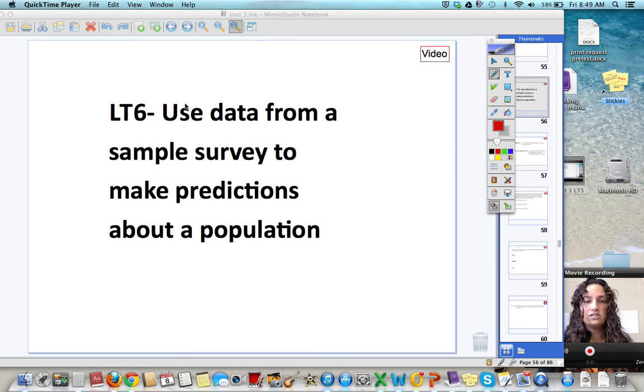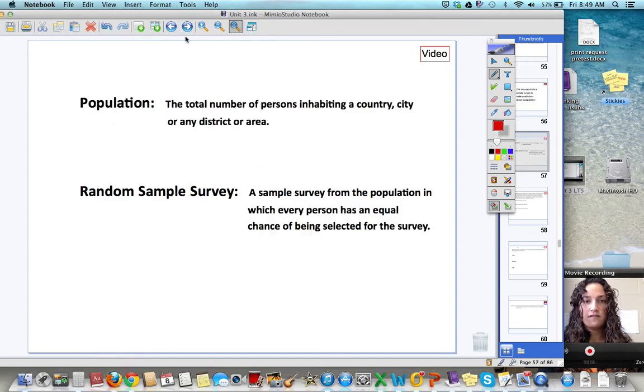Learning target 6, use data from a sample survey to make predictions about a population. So first let's define some things. A population, this seems pretty easy. The total number of persons inhabiting a country, city, district, area, anywhere. So it's the total amount of people in that area that we're looking at.